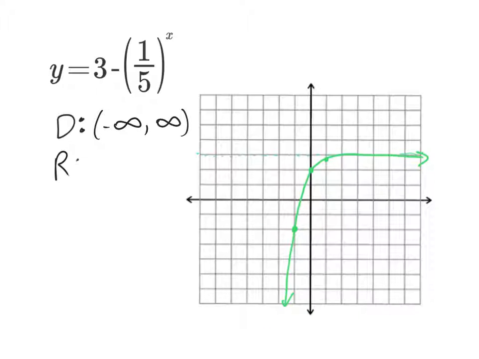And my range is going to be all of this, but then there's an asymptote here, which means it doesn't include this point, but it includes everything else. So it's going to be everything except for 3, and then everything below it. So it's going to be negative infinity to 3. And if you notice, I put a parenthesis here, not a bracket. And then we have an asymptote at y equals 3. Here it is.